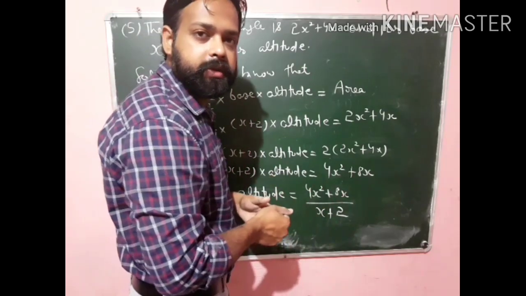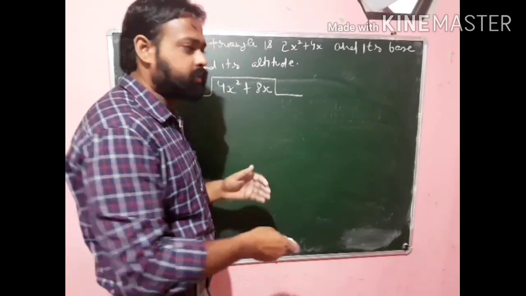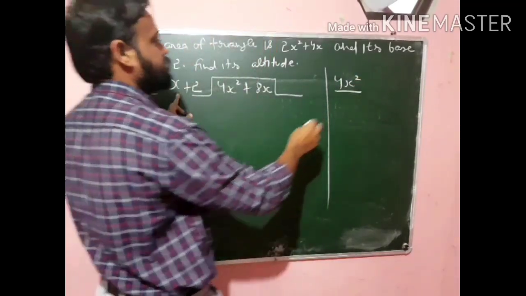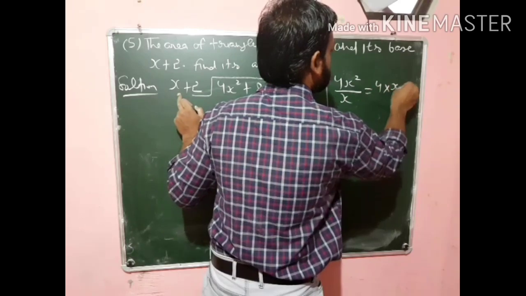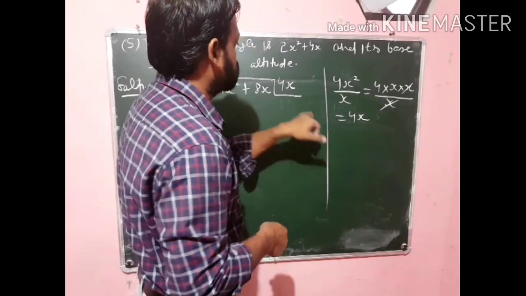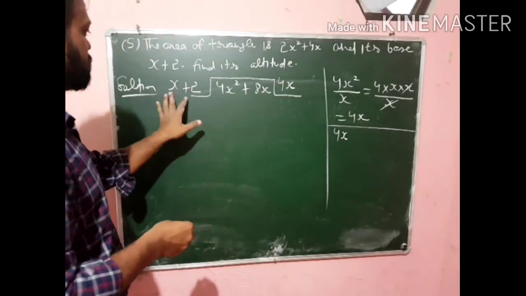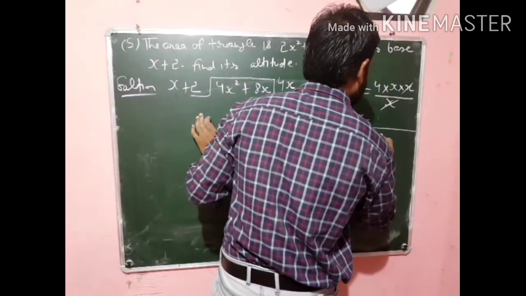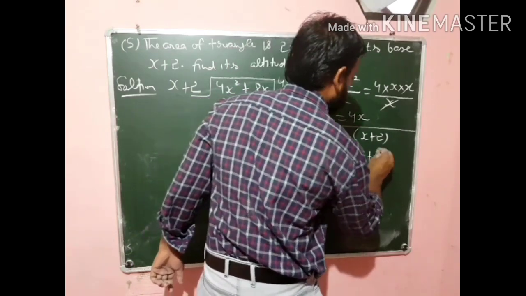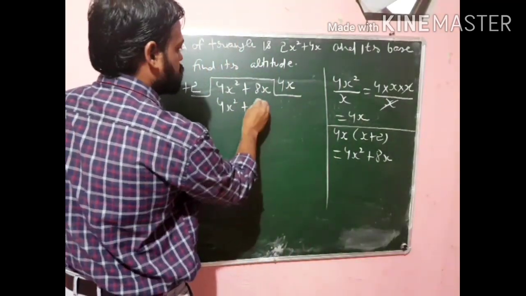Now we will do the division. Again we have to follow the same steps. What are these steps? First of all take this 4x square and divide it by x. It becomes 4 into x over x, and of course this x cancels with this x. So we got 4x, and write down this 4x here. What is the next step? Now we have to multiply this 4x by x plus 2. 4 into x is 4x square, plus 4 into 2 is 8x. So write down here 4x square plus 8x.